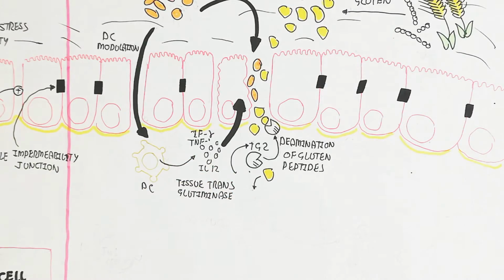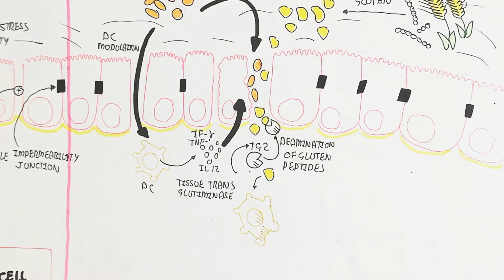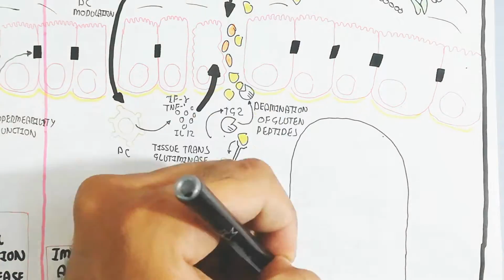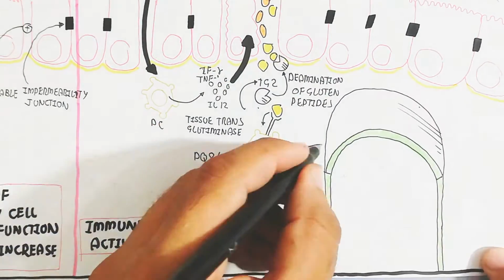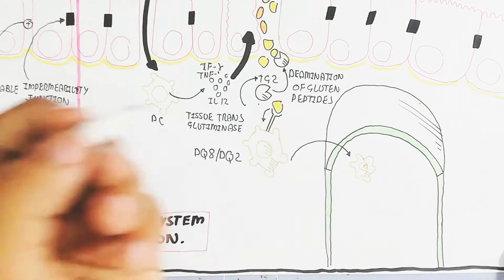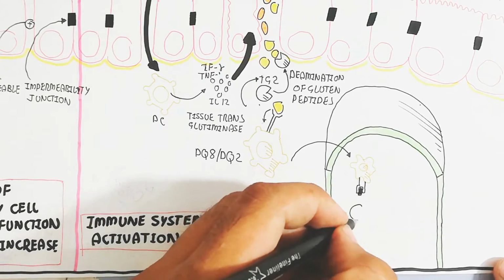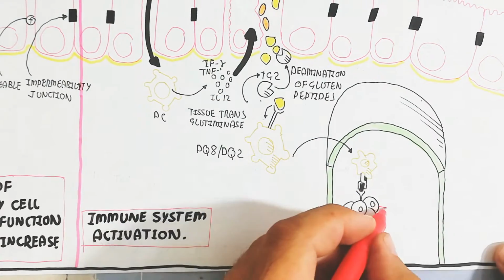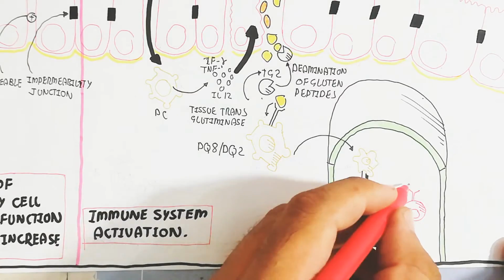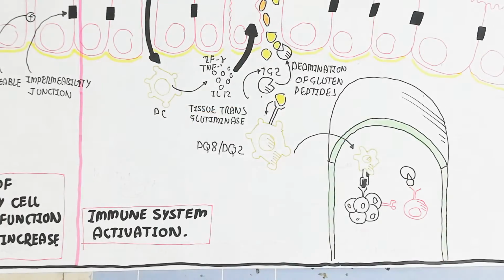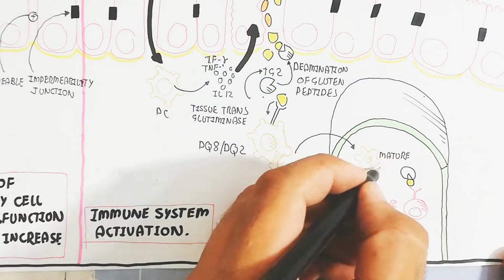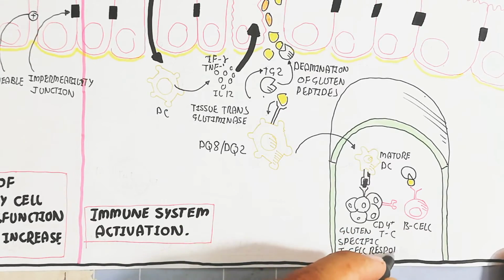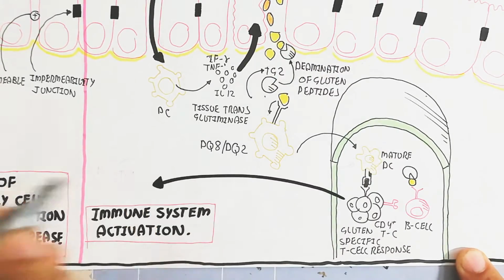And after this, gliadin will enter into the lamina propria, and in this way, the dendritic cell will detect and engulf this antigen. After engulfing the antigen, it goes into the lymph node, the lymphatic system. After going into the lymphatic system, the dendritic cell will mature and show the antigen, as an antigen presenting cell through the MHC class 2 molecule, to the naive CD4 T helper cell. In this way, the CD4 cell will be activated through the gluten specific T cell response to activate the B cell, and also activate the T helper 1 cell.